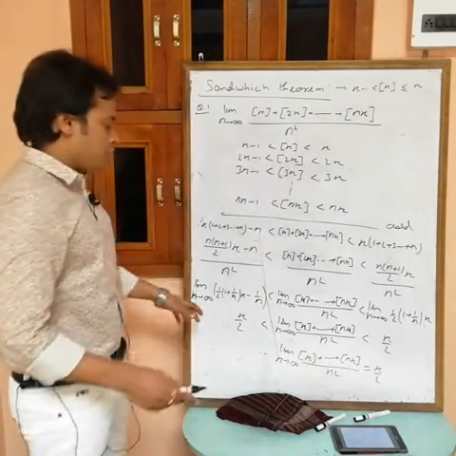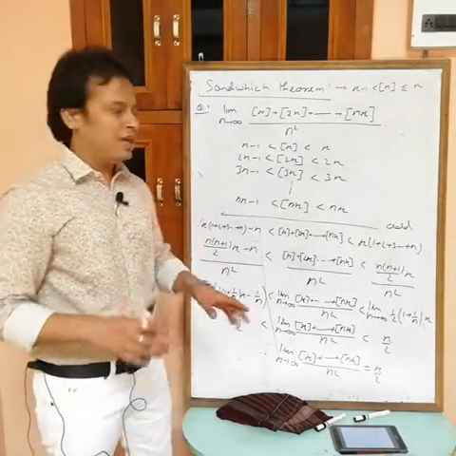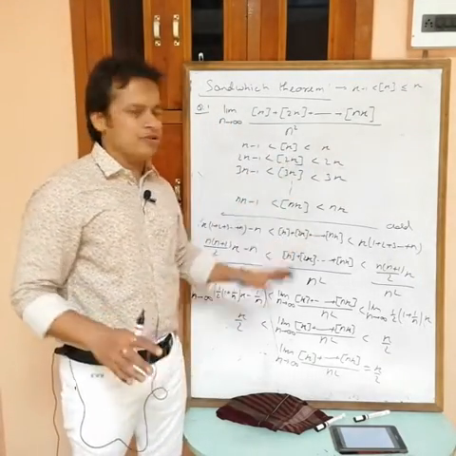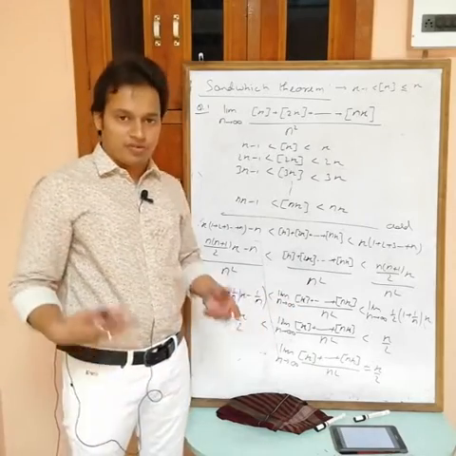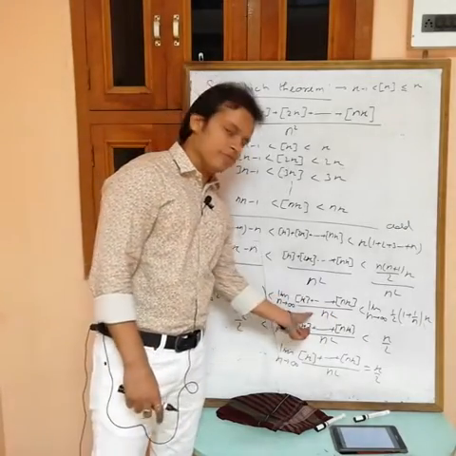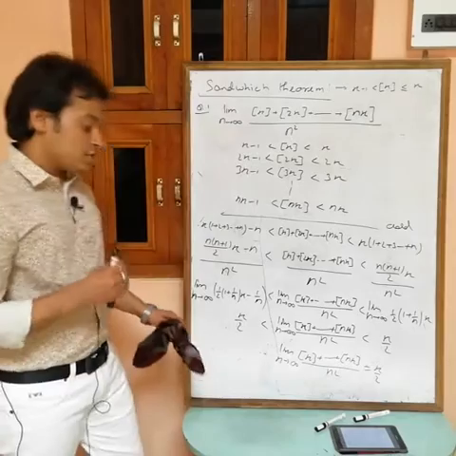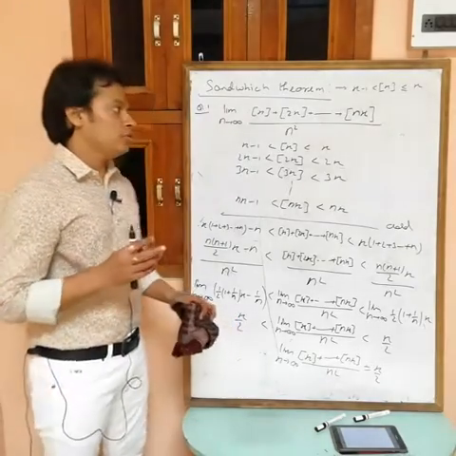How can I say that between x by 2 and x by 2 we have x by 2? I am not writing the equality sign because this is a limiting value, not an exact value. So the value is x by 2. If both are the same, it means the limit of the middle one is equal to that one. So this is the sandwich theorem.